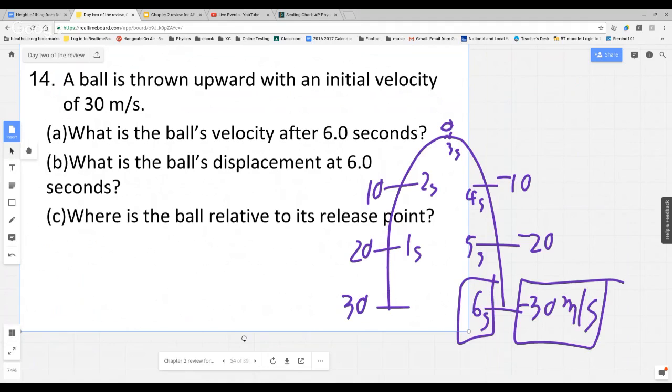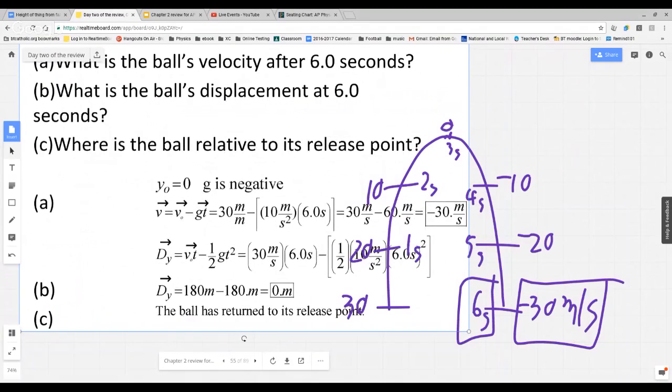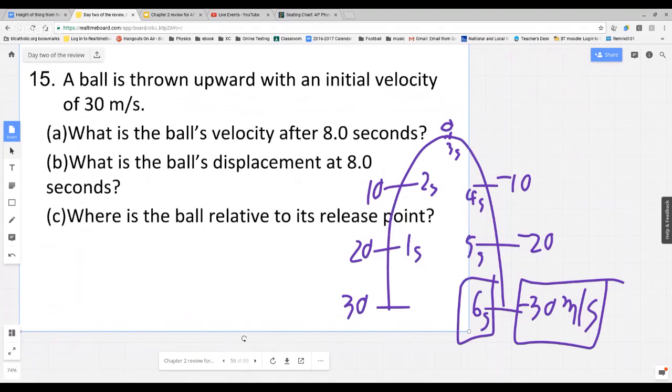Displacement. Where is it compared to the release point? It is exactly where it started. And it says all that again right here in nice, pretty words in your PowerPoint that I'm sharing to you. It was negative 30 meters per second, and then it was 0 meters, and then it is exactly where it started. So 0.